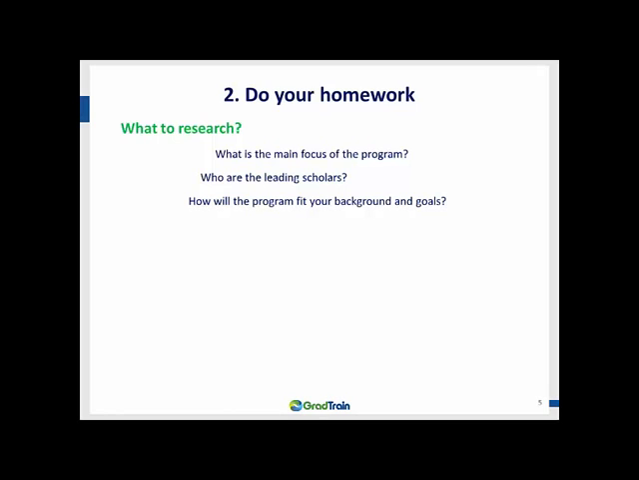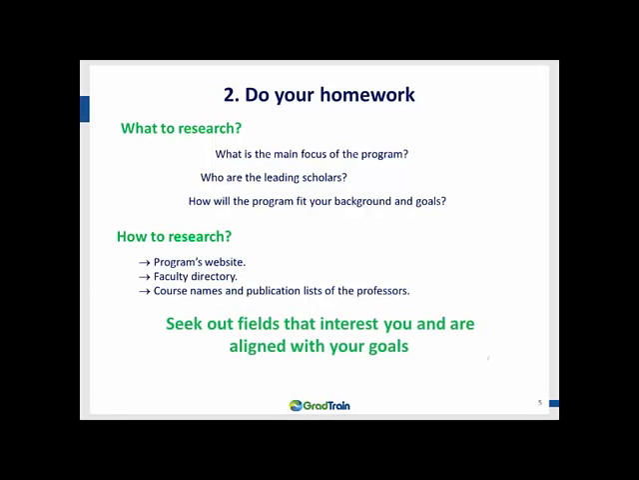You can find this information by searching through the program's website and faculty directory. Look at the course names and publication lists of the professors, and seek out fields that interest you and are aligned with your goals. Mention these points in a clear manner in your statement.